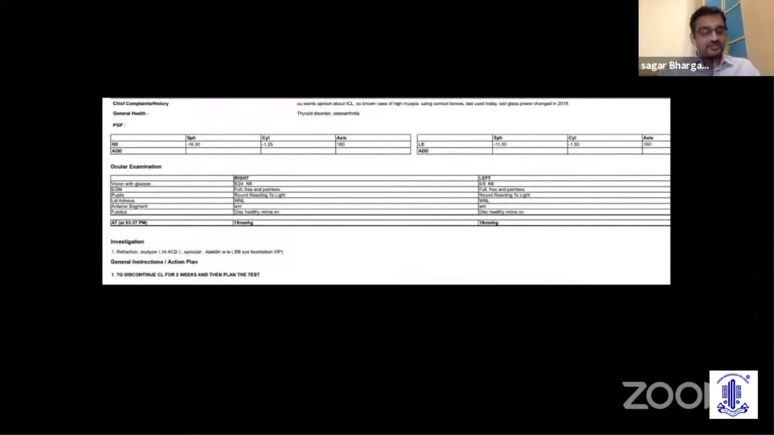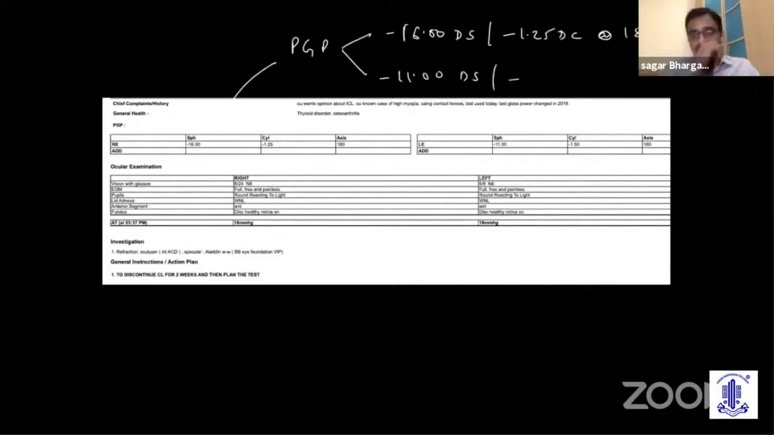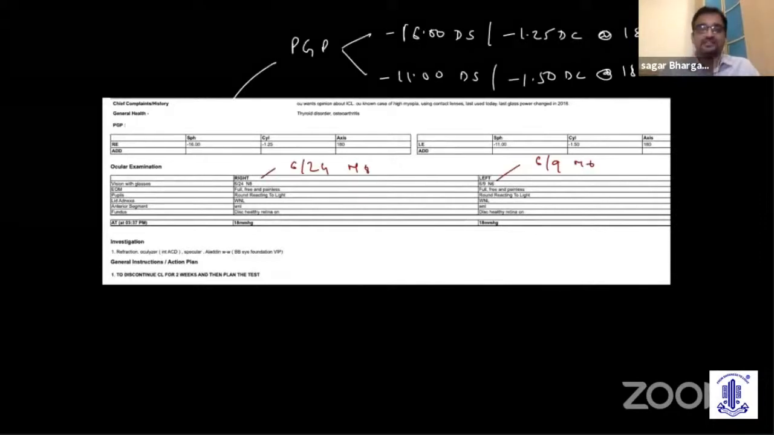So let me share with you a case. This was a 35-year-old lady who came for an opinion for ICL, and this was her refraction. She was wearing -16 with 1.25 cylinder in the right eye, and -11 with 1.5 cylinder at 180 degrees in the left eye. The visual acuity was 6/24 and 6/9.